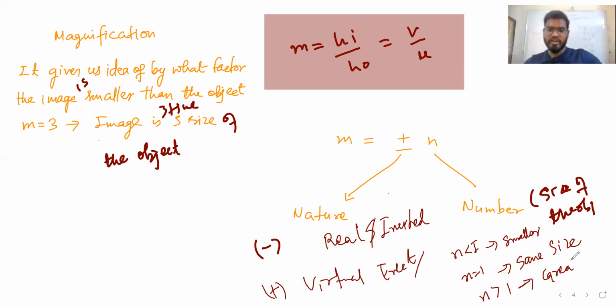So we can say smaller than the object is what? n is less than 1. Greater than the object is n is greater than 1, right? Greater than the object, and equal to 1 is what? Same size. It means the object is placed at C, right? These things we should know by magnification.